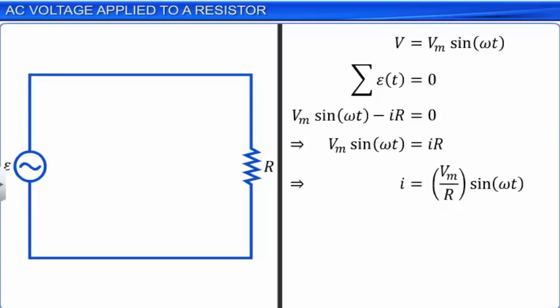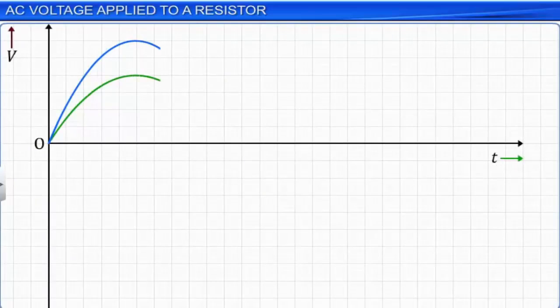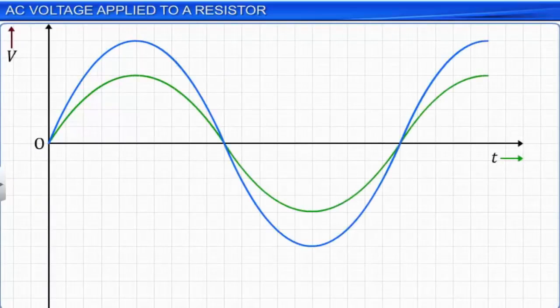As the magnitude of the resistance of the resistor R is a constant, the equation is simplified to I is equal to Im sin omega t. Here, Im is the amplitude of the current denoted by the fraction Vm by R. The graph of the current passing through the resistor and the potential difference across it against time is as shown.